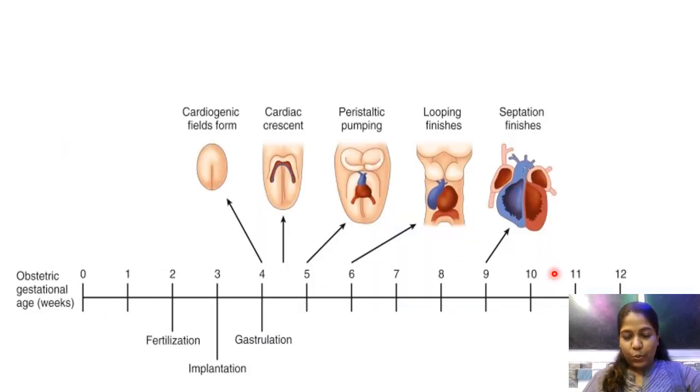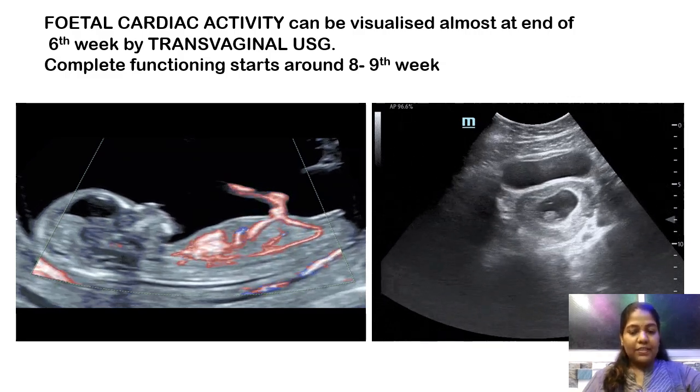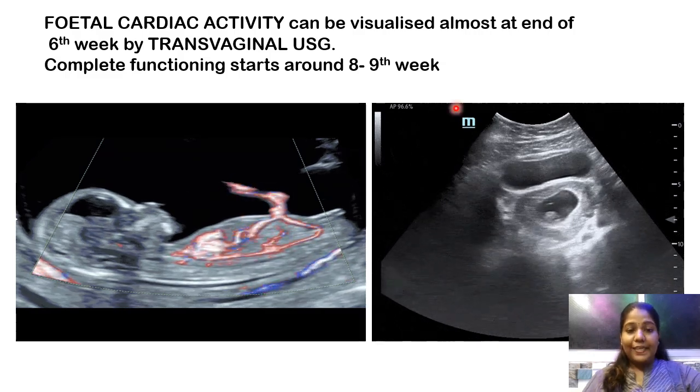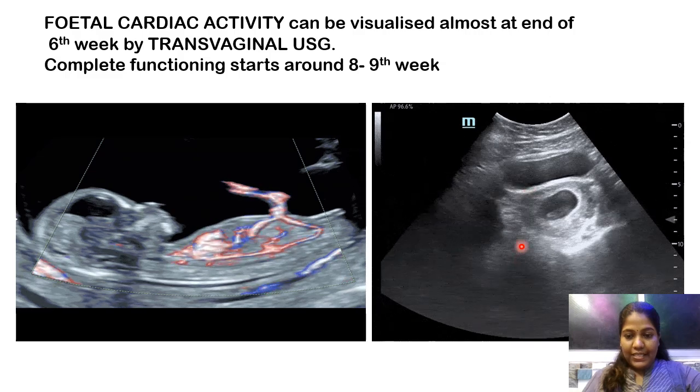So this is the timeline showing around the end of 3rd to 4th week, there will be cardiac cells that will form primitive heart. At the end of 8th to 9th week, complete heart formation with septation occurs. Whereas, as early as possible, the heart starts to pump, like cardiac activity starts by 6th week, which can be detected by transvaginal ultrasound. This is the picture showing the cardiac activity within the yolk sac in transvaginal ultrasound.